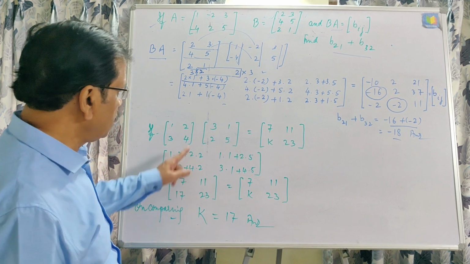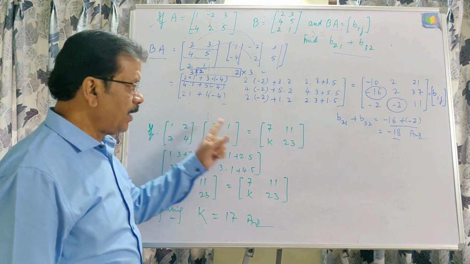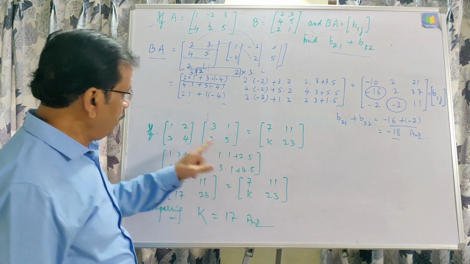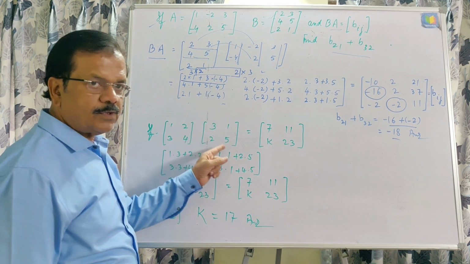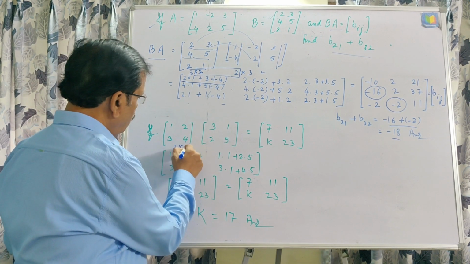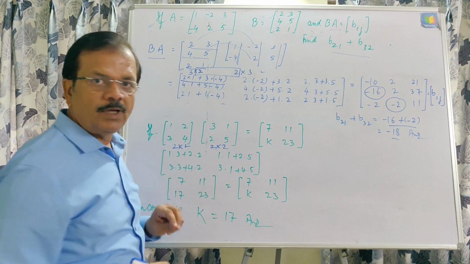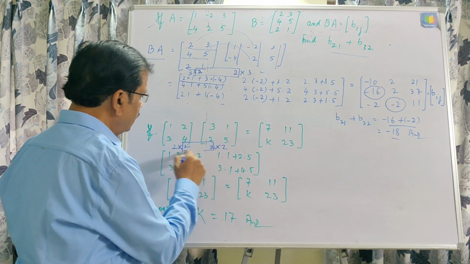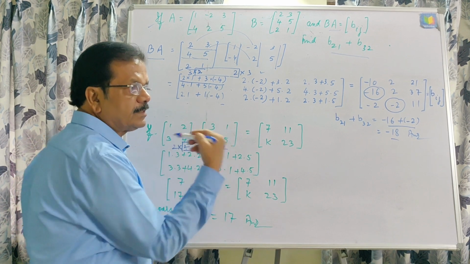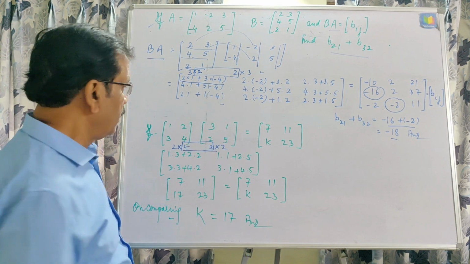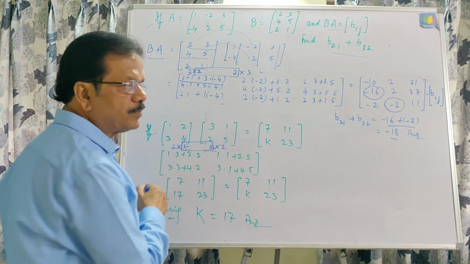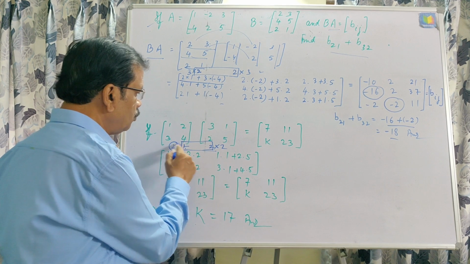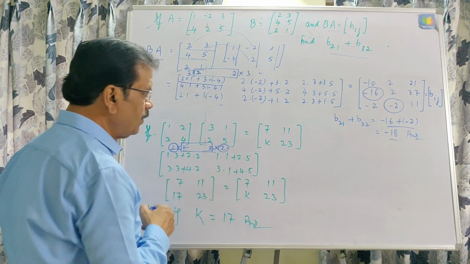In the same way, in this question also we have to multiply these two matrices for finding the value of k. Now here this is 2 cross 2, and this is also 2 cross 2. Before multiplication we can check the order. The number of columns in the first one is the same as the number of rows in the second one, that is 2 and 2, the same. We can multiply. After multiplication the order should be 2 cross 2, which is what we are getting.